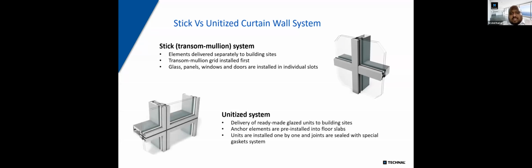But the unitized system, as the name suggests, these are units or panels which are delivered ready-made glass units in the factory to the building site. Anchor elements are pre-installed or cast in the floor slabs. Units are installed one by one, and joints are sealed with special gasket systems. So essentially, you have all the panels fabricated in the factory, you bring to the site, and you start installing them. Now let's start with the stick curtain wall system.